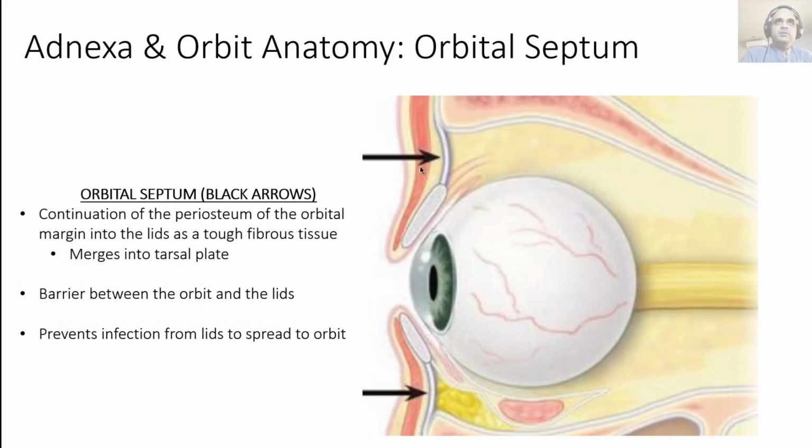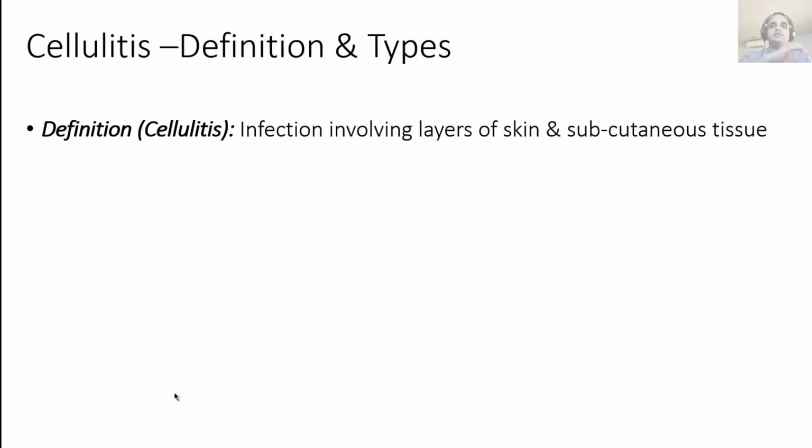We've seen this picture before, again highlighting the orbital septum and how it is a barrier between lid tissues and tissues of the orbit. So let's define cellulitis. Cellulitis is basically infection involving layers of skin and subcutaneous tissue.